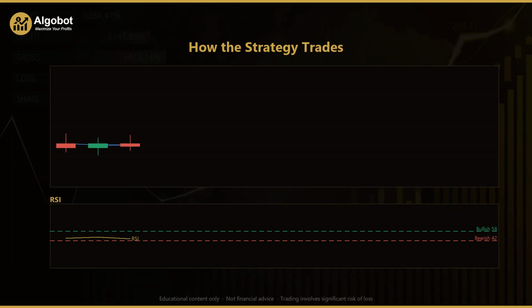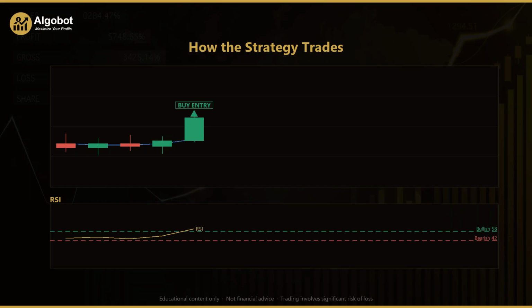We begin on the left with a cluster of small candles drifting sideways. Price is coiling in a tight range, the highs and lows barely changing. This is the channel forming. The strategy is quietly recording the highest high and lowest low of these recent bars. During this phase, the relative strength index sits in the middle of its panel, neither strong nor weak, so no condition is met and the EA simply waits.